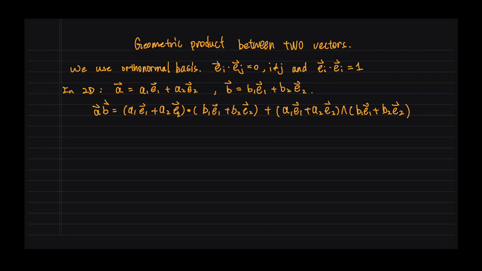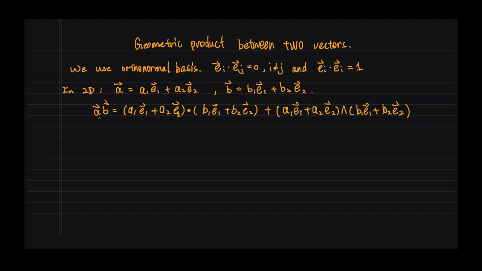Let us see what the geometric product between two vectors gives. Just as usual, we use orthogonal bases, where the basis vectors are orthogonal to each other and have length 1. So let's look at the case in 2D. We have a vector A equal to A1 E1 plus A2 E2, and the same with vector B. Vector B is equal to B1 E1 plus B2 E2.